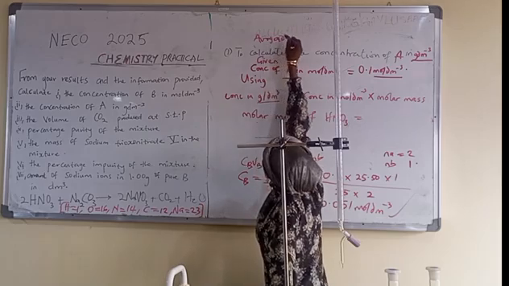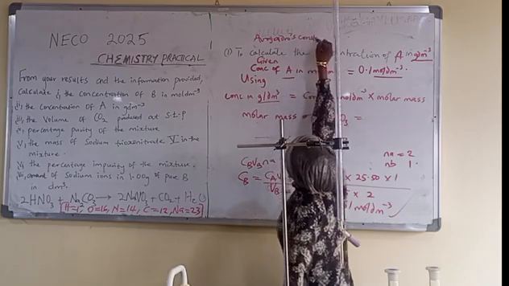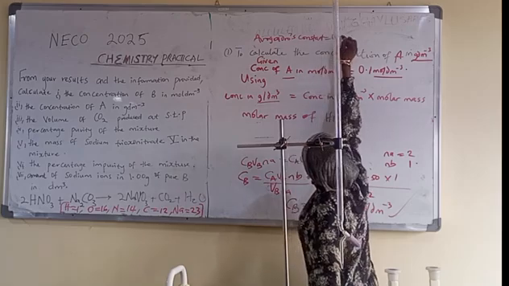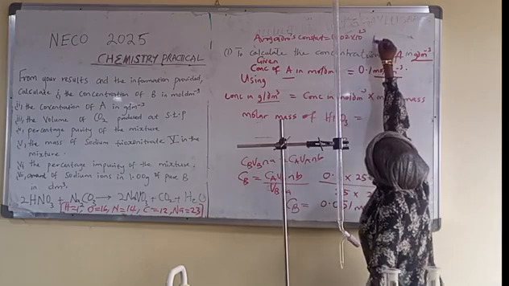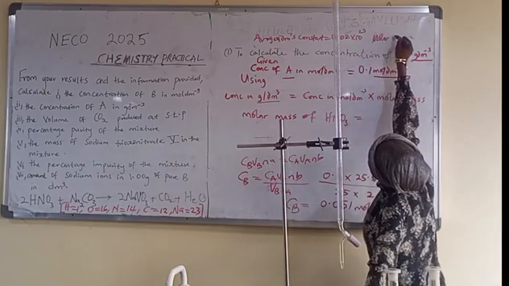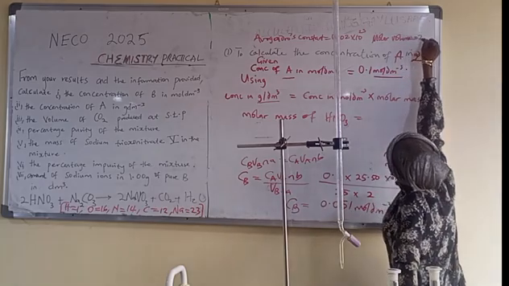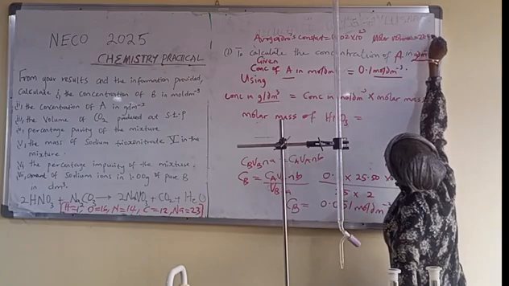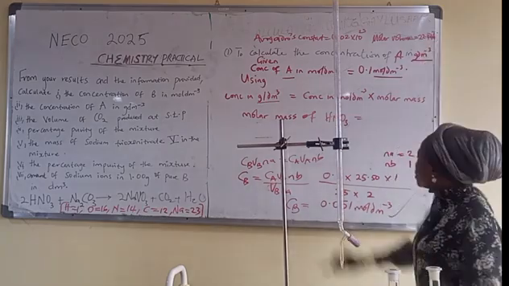Avogadro constant is 6.02 times 10 raised to power 23. And molar volume at STP is 22.4 dm³. All these ones are provided.